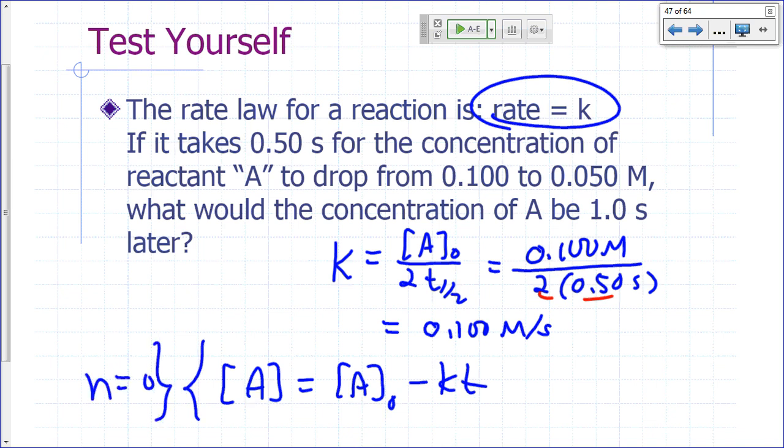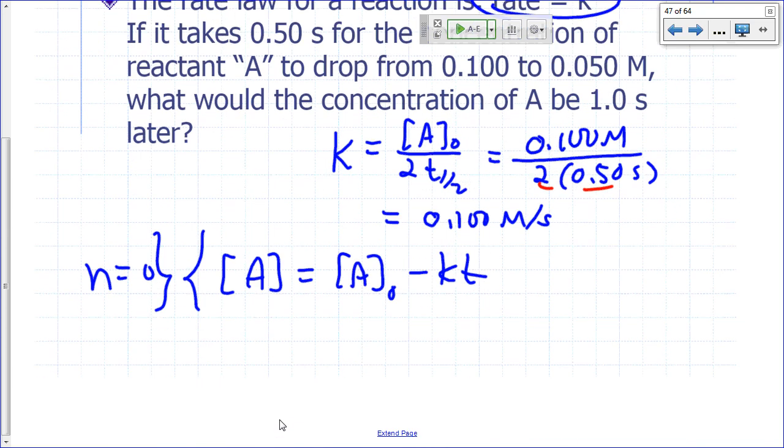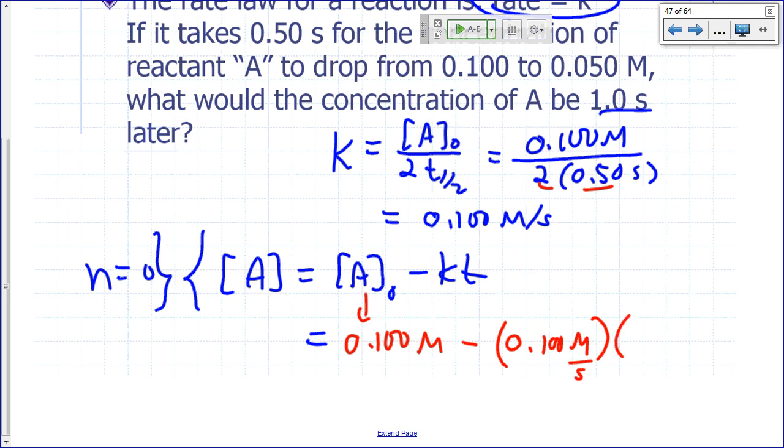So what would be the concentration 1 second later? All I have to do is plug in my a naught here. What's my a naught? 0.100 moles per liter minus my k. What's my k? 0.100 moles per liter per second, times 1 second later, 1.0 seconds. That cancels out. So what would be your answer? 0.1 minus 0.1, 0. Okay.